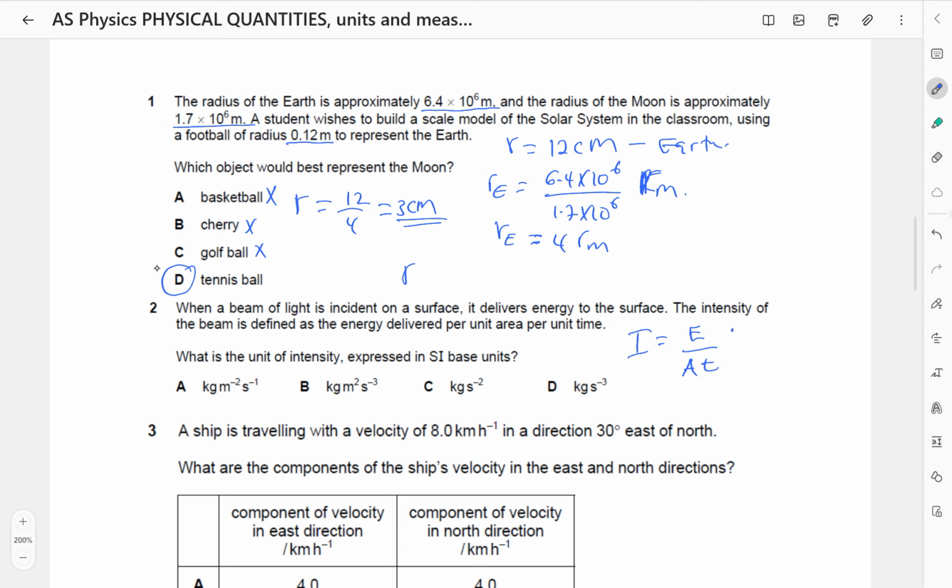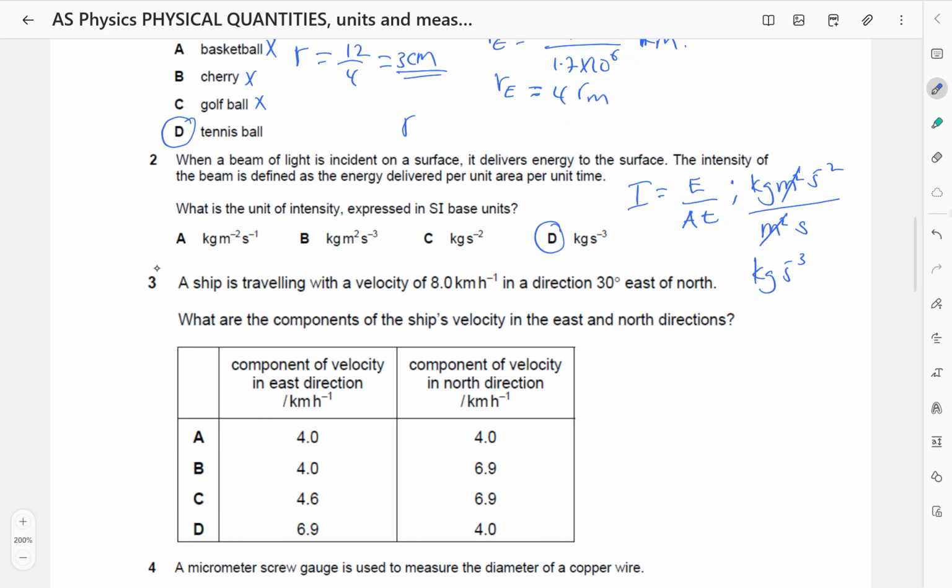At this point, we know that the units of energy are kilogram meters squared per second squared, divided by the units of area, which is meters squared, then divided by time, which is seconds. Energy delivered per unit area per unit time. So m squared has cancelled, and it becomes kilogram seconds to the power negative 3. So our answer is going to be D. This is kilograms, s goes up, it becomes s to the power negative 3. We subtract the powers.